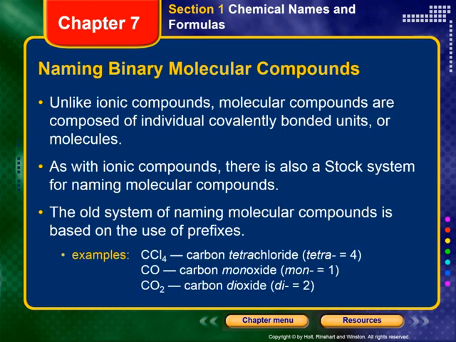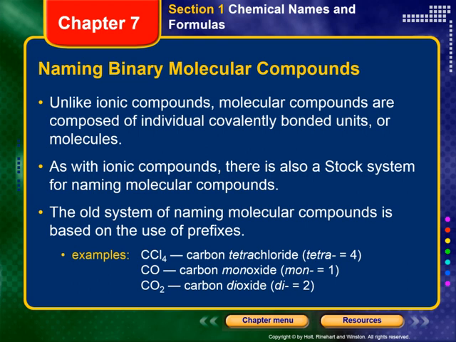As we transition into molecular compounds, naming molecules, unlike ionic compounds, molecular compounds are composed of individually covalently bonded units, or molecules. As with ionic compounds, there is also a stock system for naming molecular compounds. We can do that very, very easily. The old system for naming molecular compounds is based on the use of prefixes, and that's the form that we are going to practice in this class.